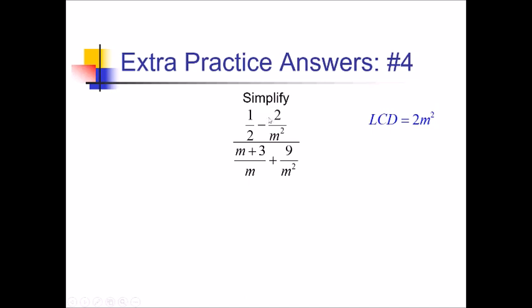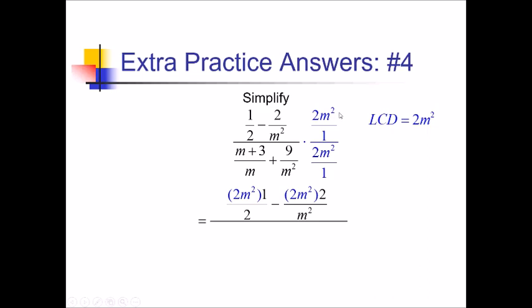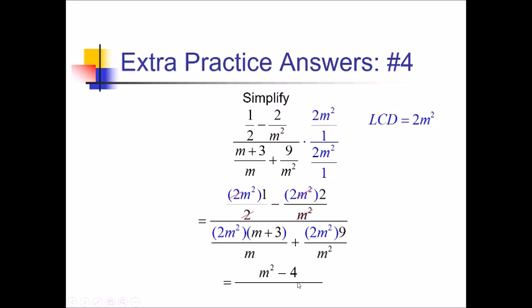Now I'm going to multiply all of my subfractions by this LCD. So I'm going to have 2m squared times the 1/2, also times the 2 over m squared, 2m squared times the m plus 3, and then finally 2m squared times the 9 over m squared. Going through and canceling, these 2s are canceling, so m squared times 1 gives me an m squared. And also I've got m squareds canceling in my next fraction up there, so I have a minus 2 times 2, so minus 4. And just kind of thinking ahead, this looks like something I could factor if I wanted to, m plus 2, m minus 2, but I'm not sure I need to.